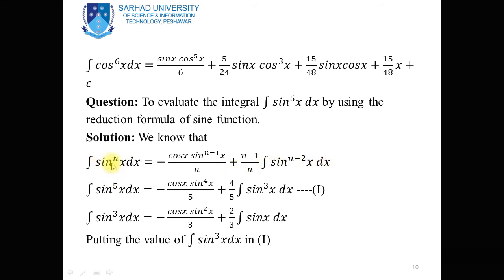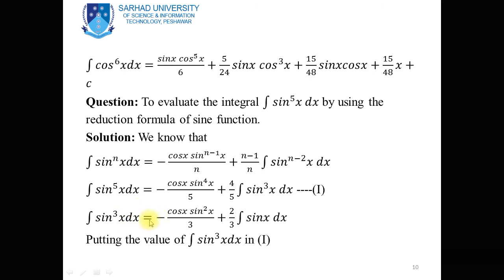Now just putting n is equal to 5 in this formula, we obtain sine x whole power 4 divided by 5 plus n minus 1, 5 minus 1 is equal to 4, so 4 divided by 5, into the integration of sine power n minus 2 x. So putting n is equal to 5, we obtain sine cube x, and the integration of sine cube x with respect to x by using the reduction formula, we have already evaluated in the previous slide.